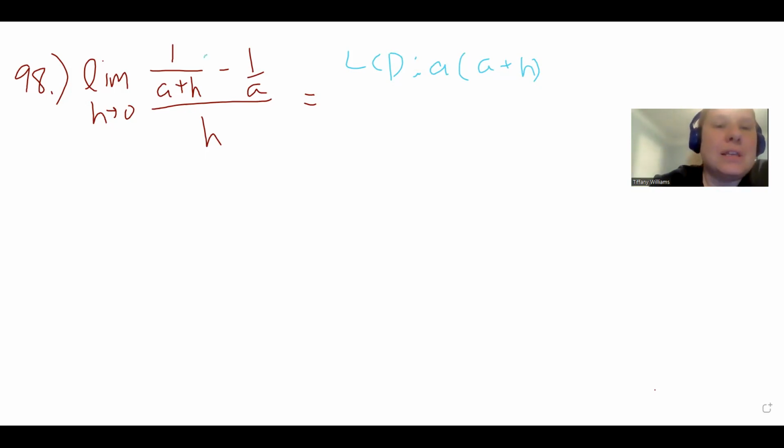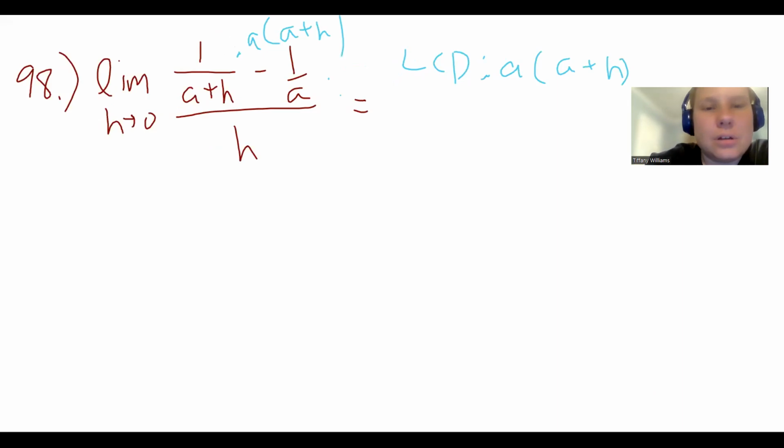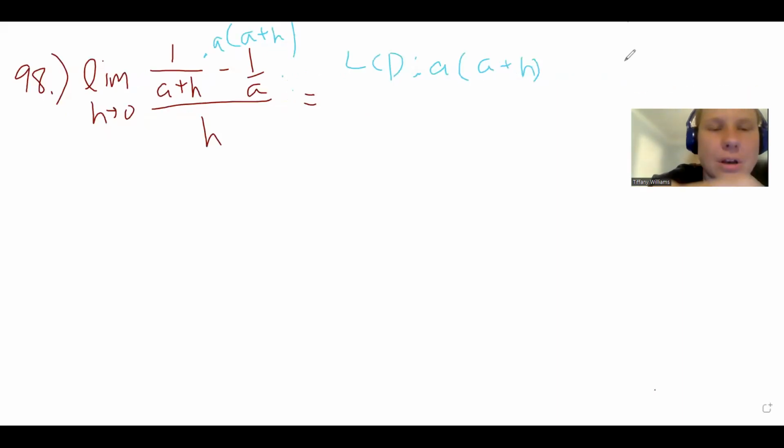So I'm going to multiply this fraction by a times a plus h. I'm going to multiply these boxes. Go away, box. Can you disappear so I can write? Okay, we'll just pull it down here. Me and Zoom are not getting along right now.